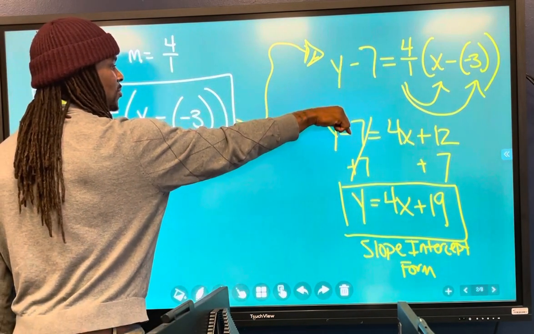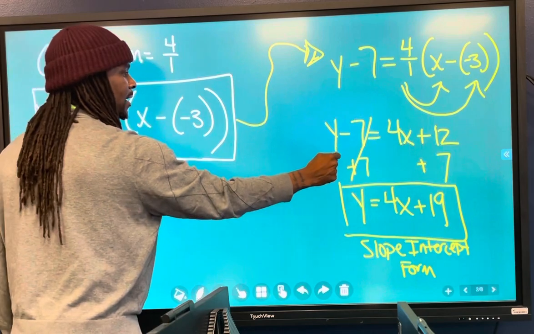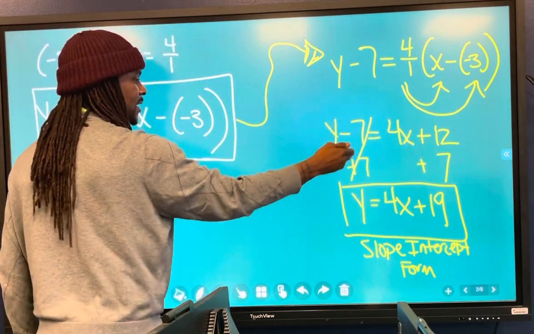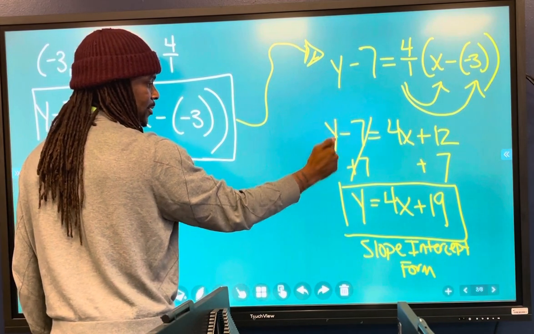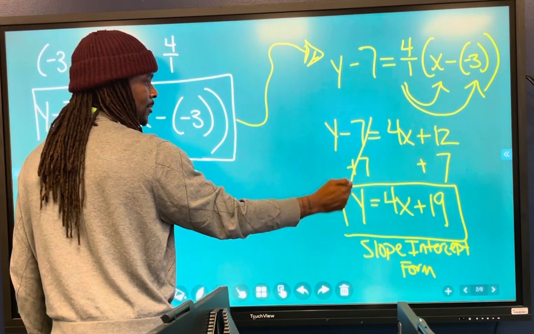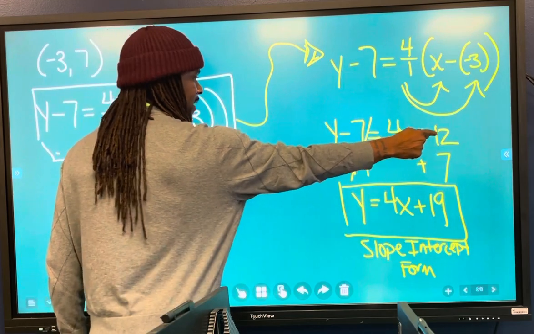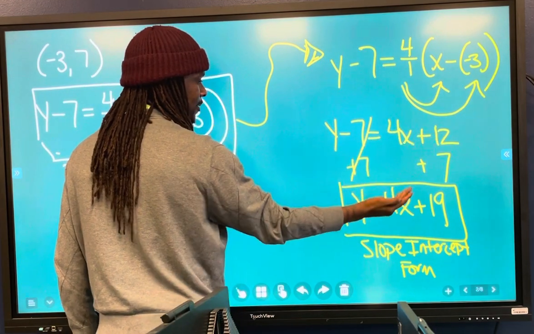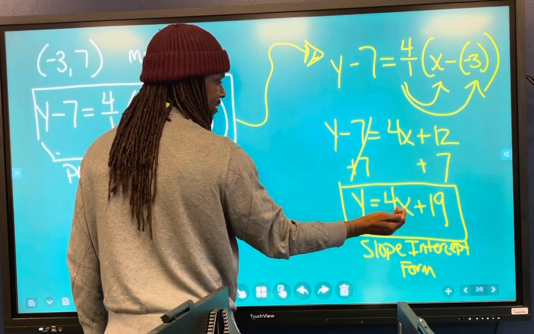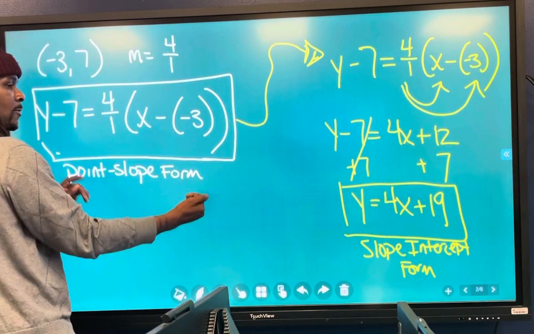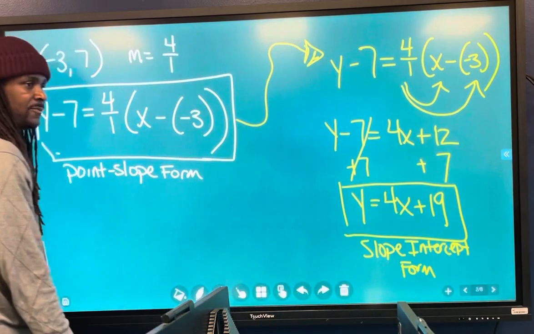That 7 that you had, that was your y1. Add 7 on both sides so the 7s can cancel. When those 7s cancel, you now only have your y. Over here, remember you subtract the 7 from the y-intercept. You keep your slope of 4x, and then 12 plus 7 is 19. You just went from point slope form to slope intercept form.